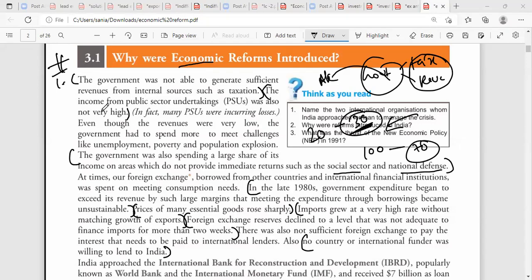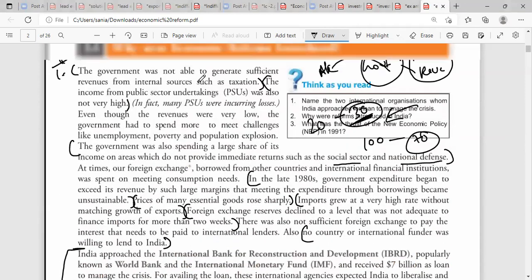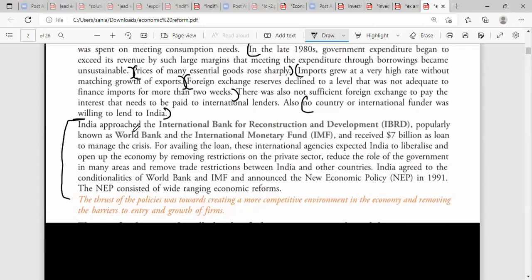Okay. Now, next thing is that India was facing issues, right? So how did India deal with that? Now you already know India is facing the issues, right? So how did India deal with that? First, India approached the IBRD, International Bank for Reconstruction and Development, popularly known as World Bank.